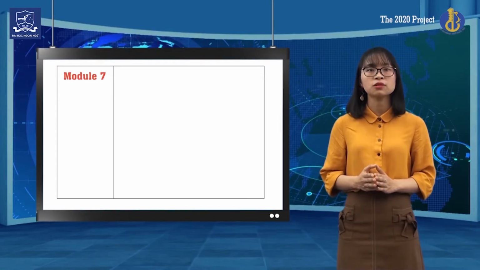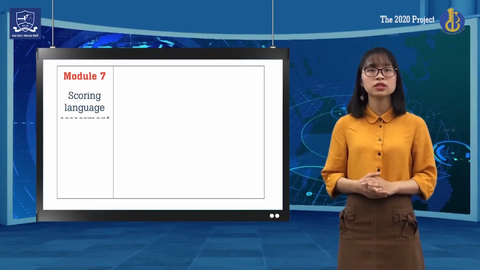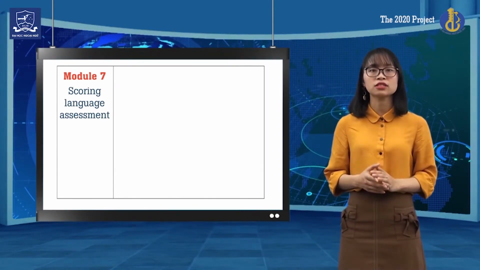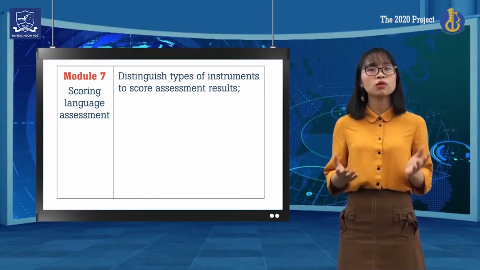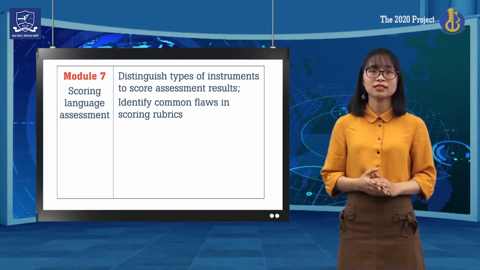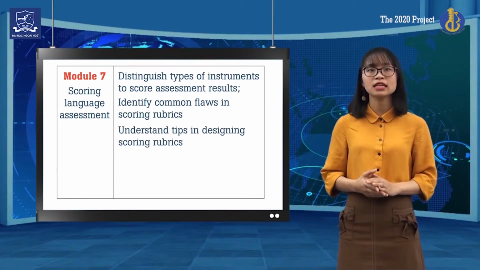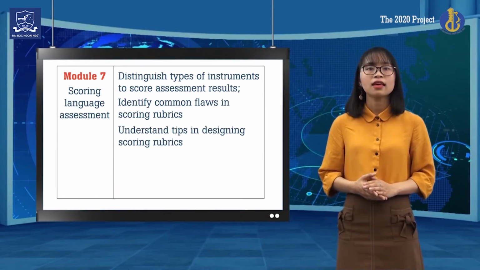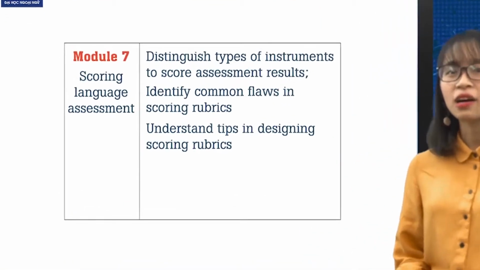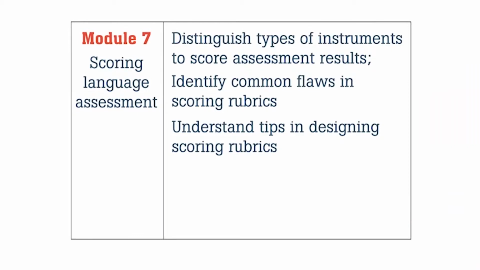Module 7 brings you more insight into scoring language assessment. In this module, you have learned how to distinguish different types of instruments to score assessment results, identify common flaws in scoring rubrics, and understand tips in designing scoring rubrics. This module is critically important for Vietnamese teachers. I hope that you have found the content of this module a good source of reference to reshape the scoring rubrics you have developed and improve their quality.